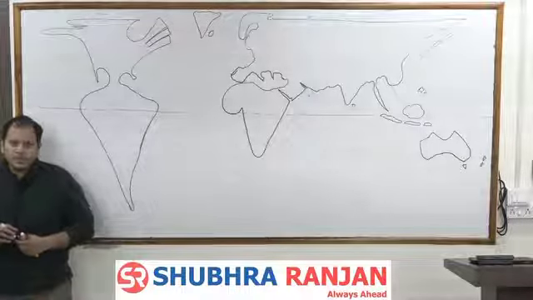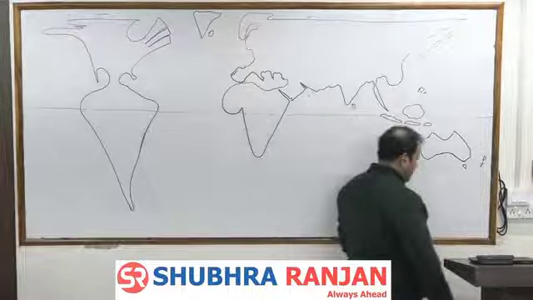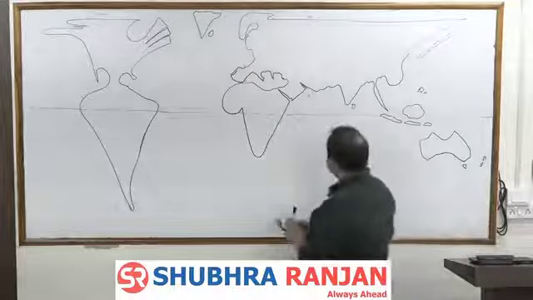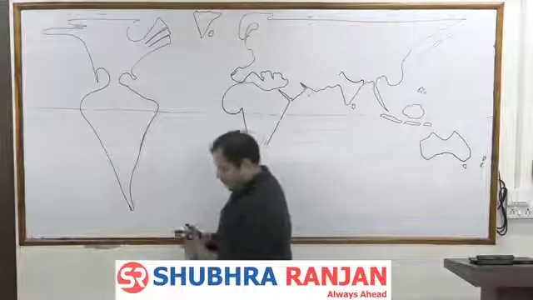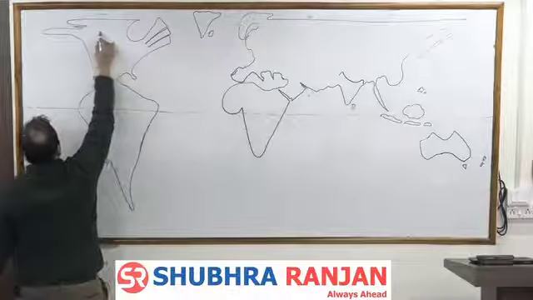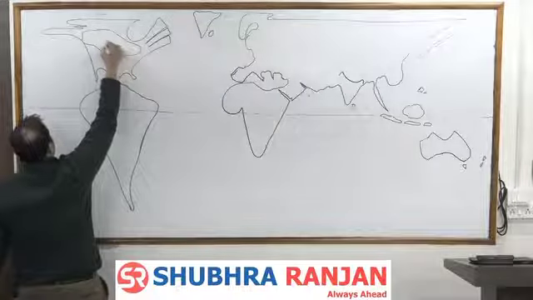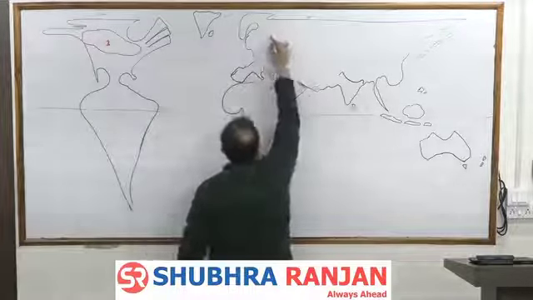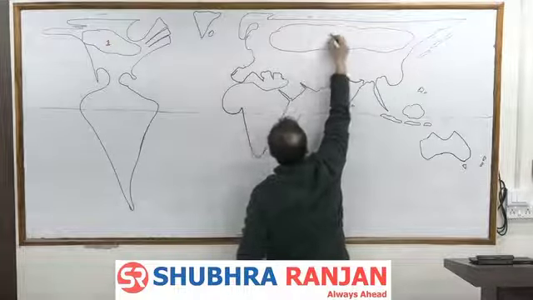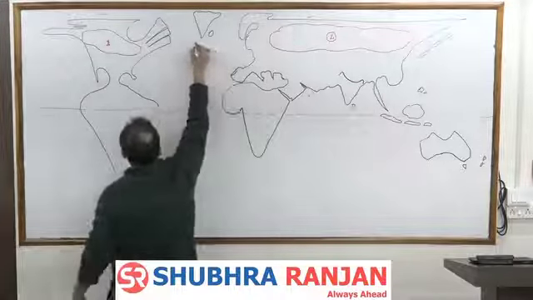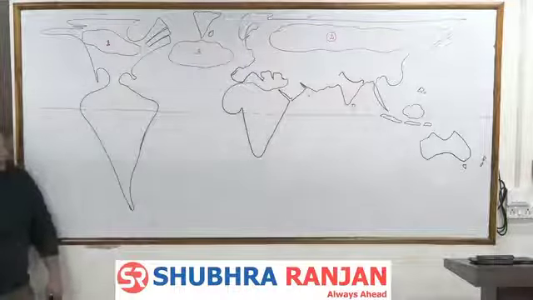Next, thus there are very few regions in the world where air masses develop. These regions are known as the source regions. And the important source regions are, look, there are 6 actually, but we don't need to do all of them.